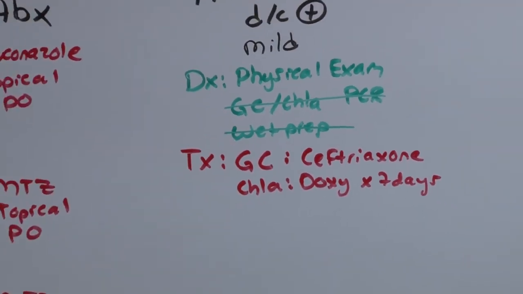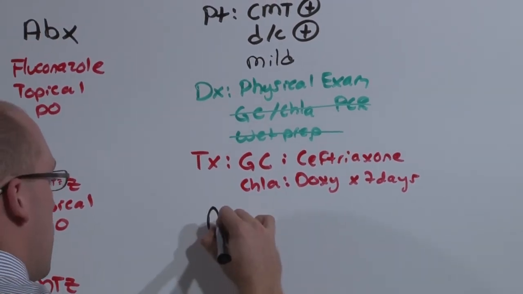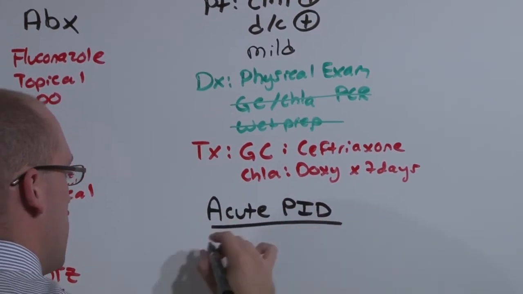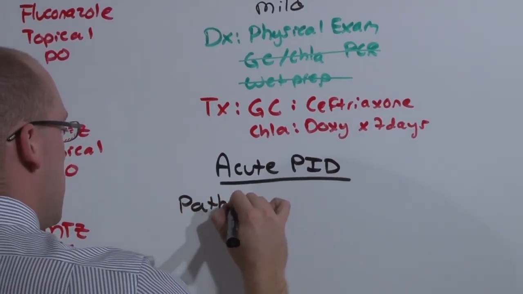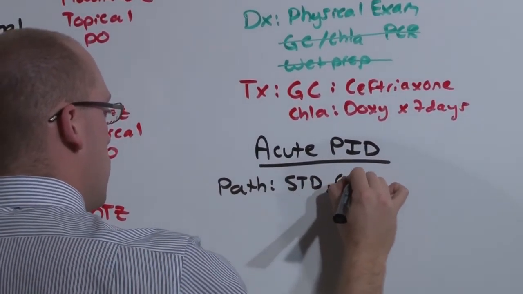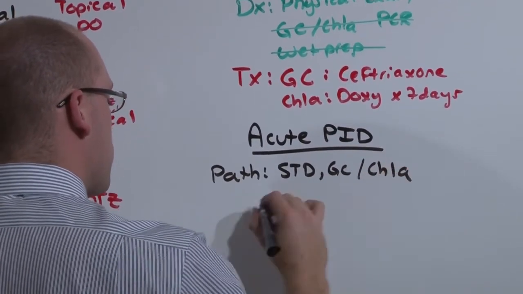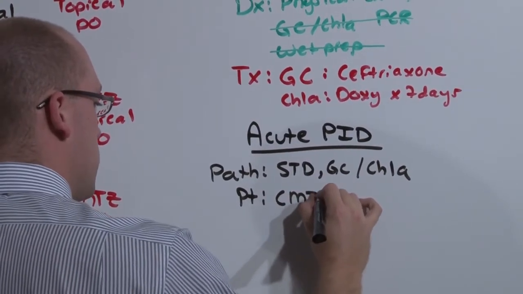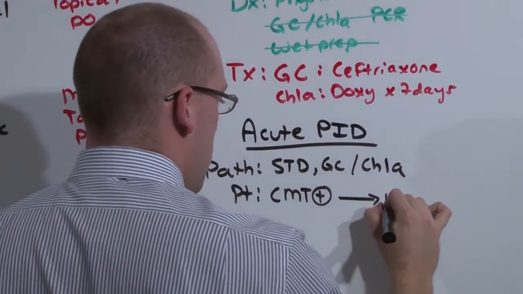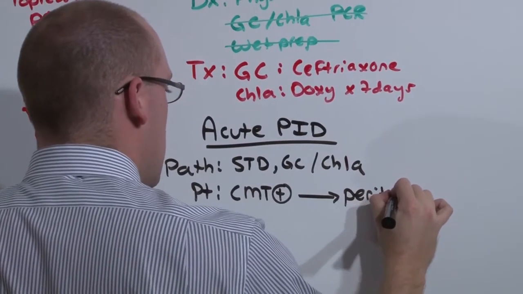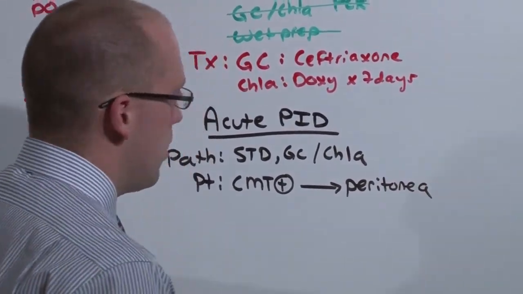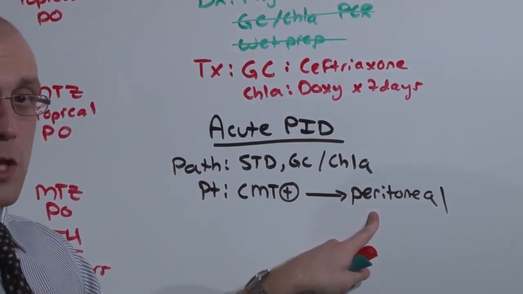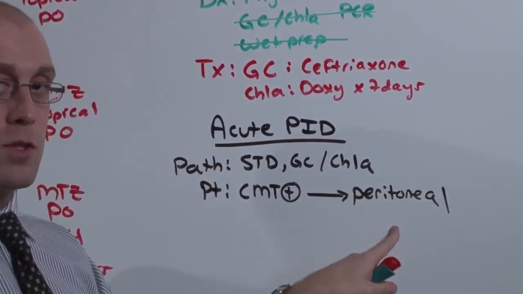Now let's step it up in acuity. Cervicitis that's really bad is called acute pelvic inflammatory disease, acute PID. The pathology is the same. It's an STD, usually gonorrhea or chlamydia. Only now the patient is sicker. She is going to have cervical motion tenderness, but it's more than that. It's more peritoneal. It's peritonitis of the vagina. It's said to have a chandelier sign, such that when you touch the cervix, she jumps for the chandelier.